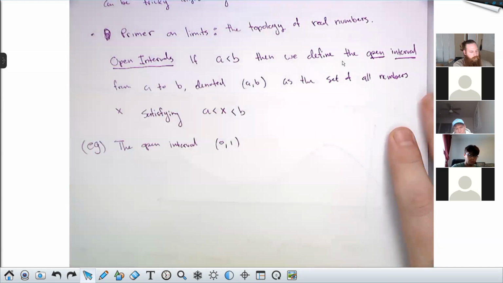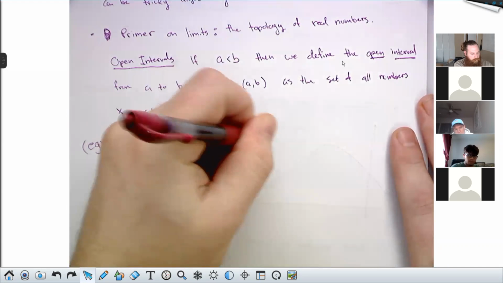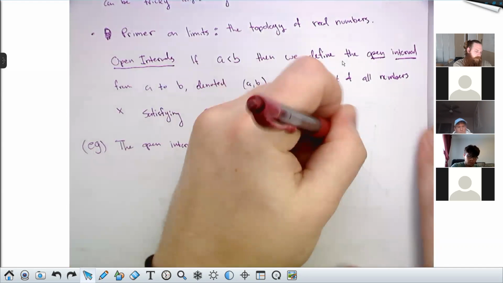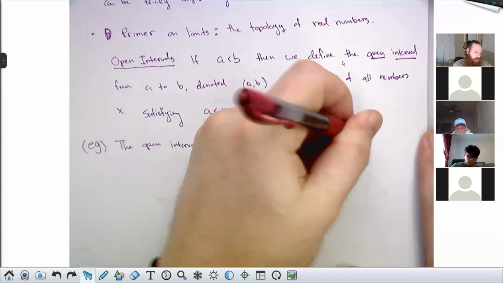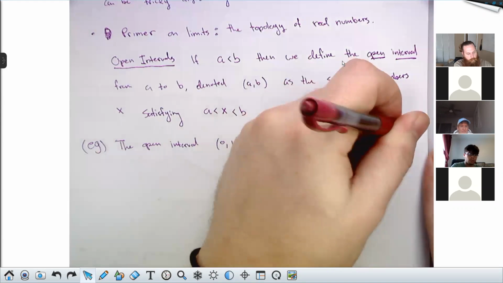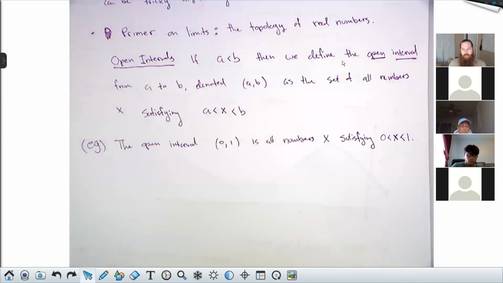0 to 1 is all numbers x satisfying 0 is less than x is less than 1. And I love to ask my college algebra students, how many numbers are in this open interval from 0 to 1? And many of them will tell me none. There's 0 numbers in there, right? 0's not in there because x needs to be bigger than 0. And 1's not in there because x needs to be less than 1. So there aren't any numbers in there. Is that correct or not?